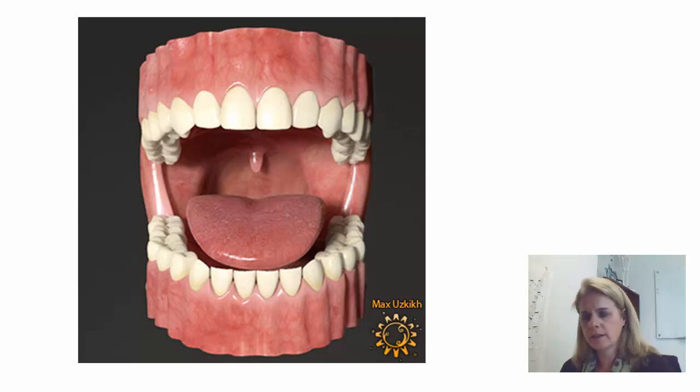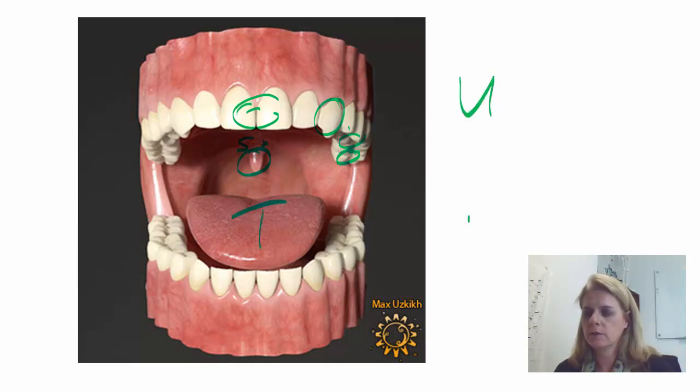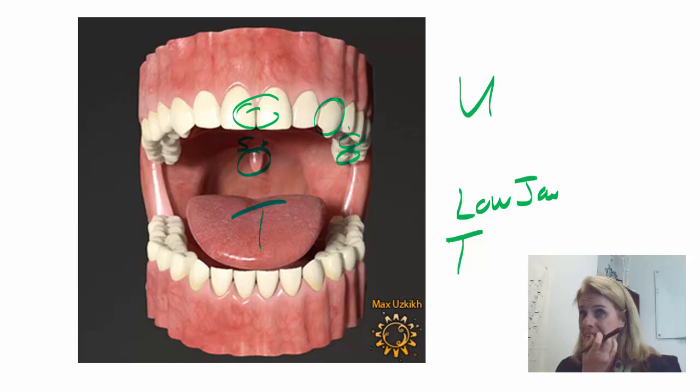Again, you should be able to look at these and count the teeth and come up with the numbers and know which ones are the incisors versus the canines, premolars, and molars. There's your uvula, the back of the soft palate, the hard palate, and we're right behind your teeth here. Here's your tongue. Understand that this is your upper jaw and this is your lower jaw, so your maxilla and your mandible. You should be able to remember that.